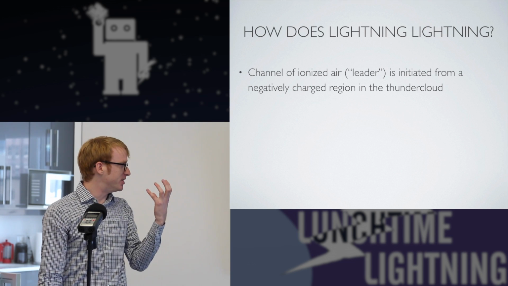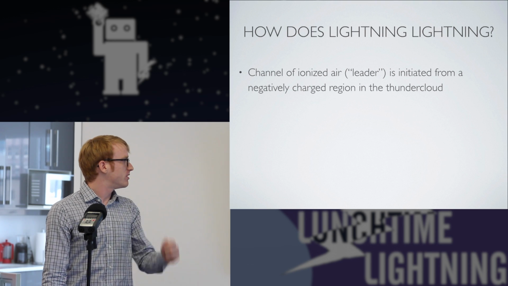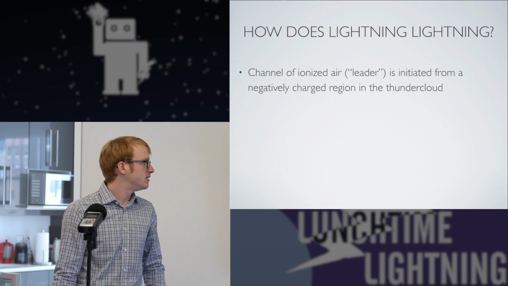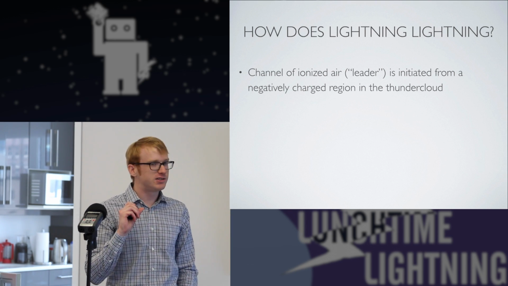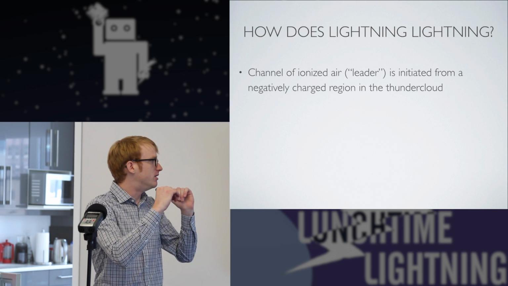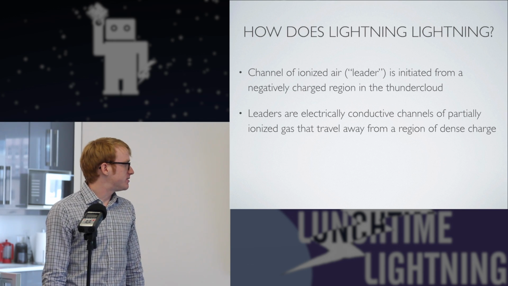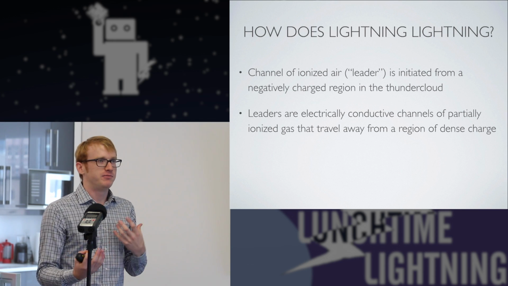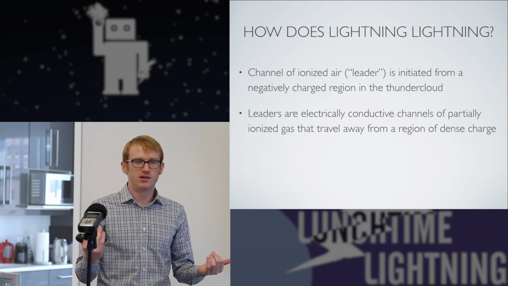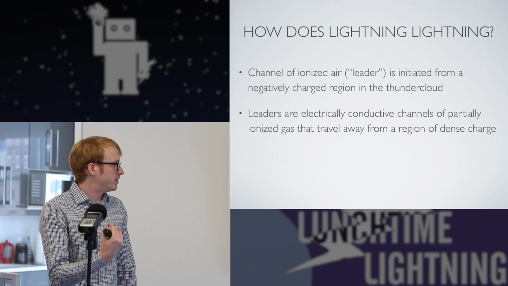So this channel of plasma comes down from a negatively charged region in the thundercloud. There could be negative regions, positive regions. So basically the cloud starts building this bridge down through the air. And these leaders are electrically conductive channels because, like I said, the air just as it is is an insulator. So it needs to build these leaders down where the electricity can actually flow through.